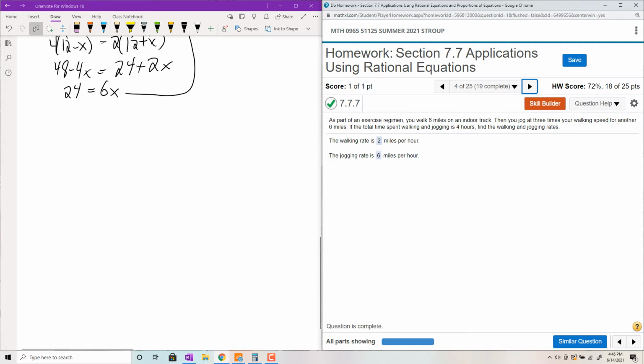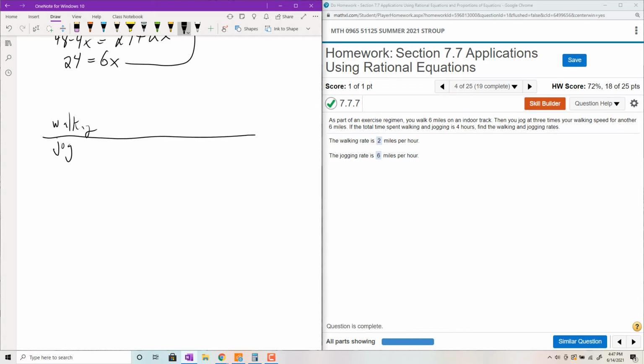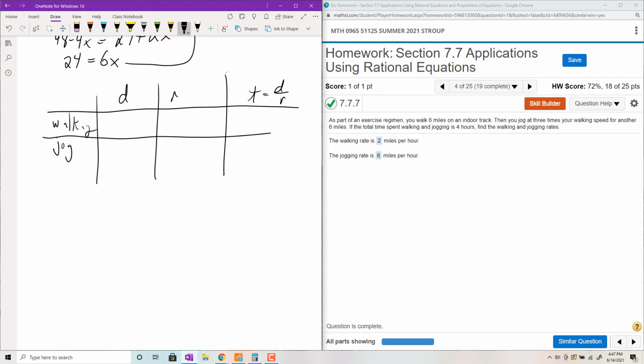Oh yeah, this one is on jogging. First you're walking and then you're jogging. It says, as part of an exercise regimen, you walk 6 miles, then you jog 3 times your walking speed for another 6 miles. Okay, so there's a jogging part. Let's put the walking first. There are always these two issues that you put in your rows, and then up top you have D, R, T, D over R. They're all kind of the same problem, but again, they can make them annoying.